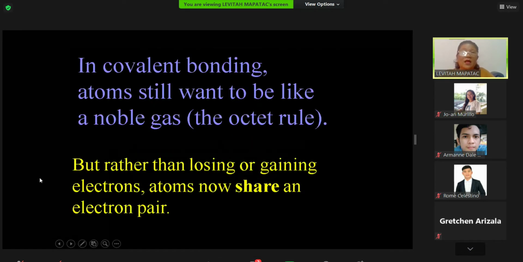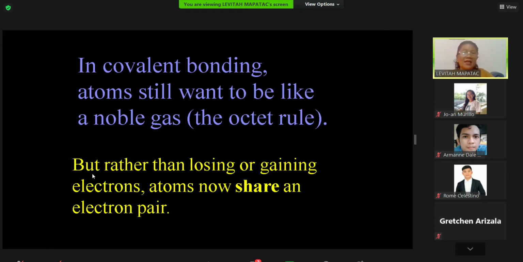Okay. How about in covalent? Covalent is not like that. It is a sharing of electrons. So what happened is they will be sharing the electrons between the elements in order to conform to the octet rule.